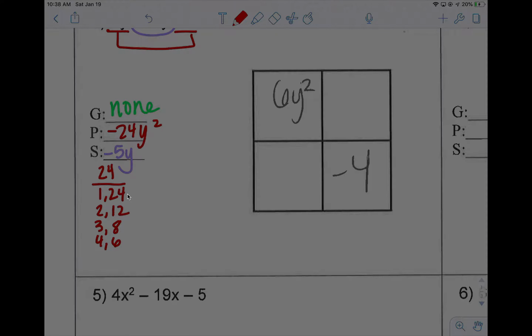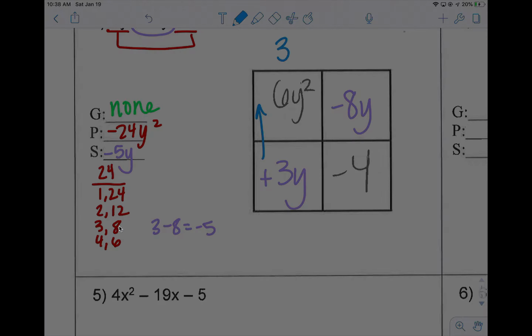So from here, I'm going to start adding. I'm trying to add to negative 5. So this gives me 25, 13, 11, and 10. None of those got me to 5. So let me see if I can subtract. 1 minus 24 is negative 23. 2 minus 12 is negative 10. 3 minus 8 is negative 5. Oh, well, that's what I needed. And so I said 3 minus 8 got me to negative 5, so I have a 3 and a minus 8. And now I just take out my GCFs.